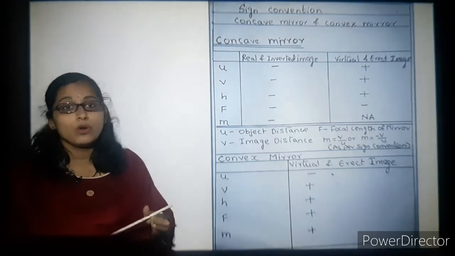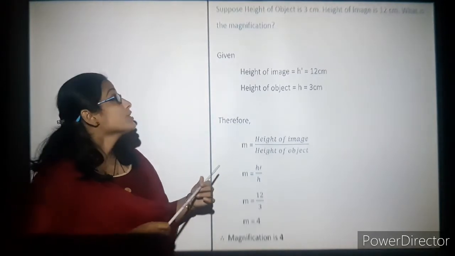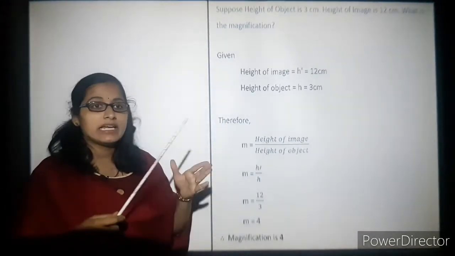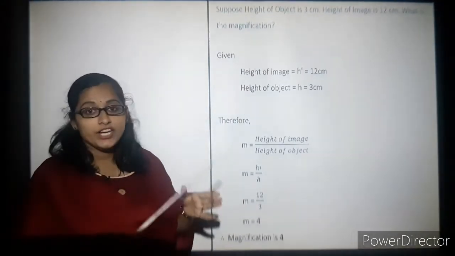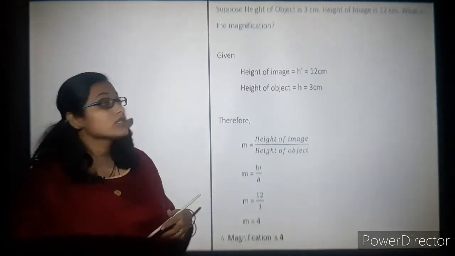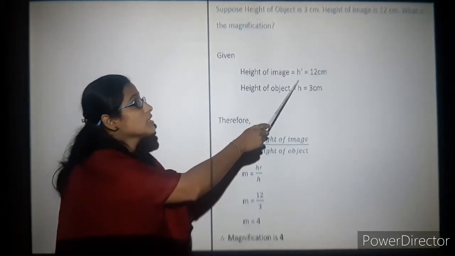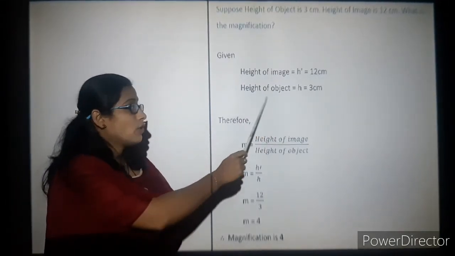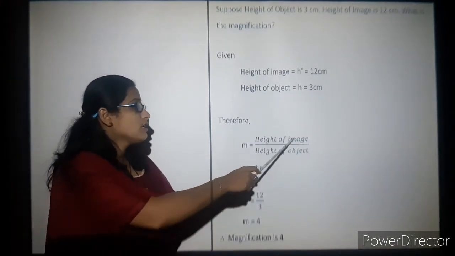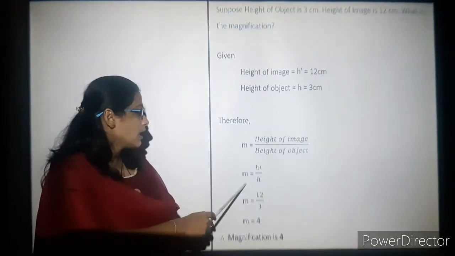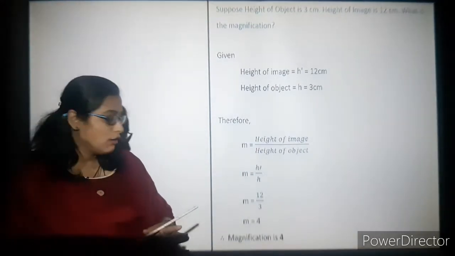Now moving on to the problems, the numericals. Let's see the first one. Suppose the height of the object, H, as I told before, is 3 centimeter and the height of the image is 12 centimeter. What is the magnification? The height of the image, H dash, is given as 12 centimeter and the height of the object, H, is 3 centimeter. Therefore magnification is the height of the image by the height of the object. M is equal to H dash by H, that is 12 by 3, so the magnification is 4.